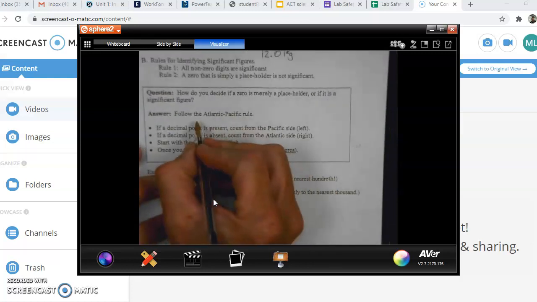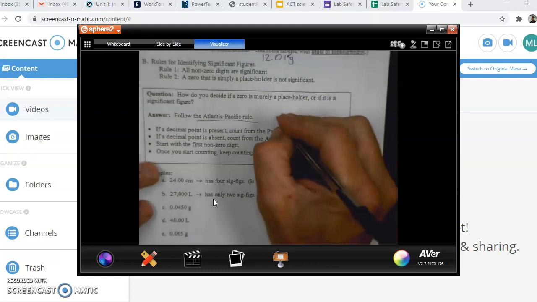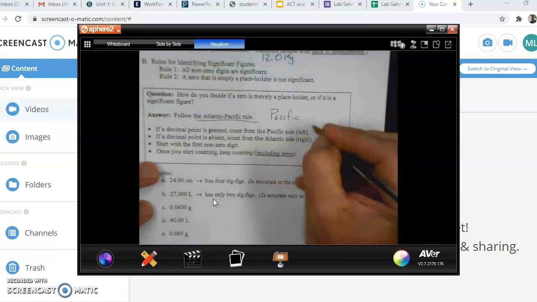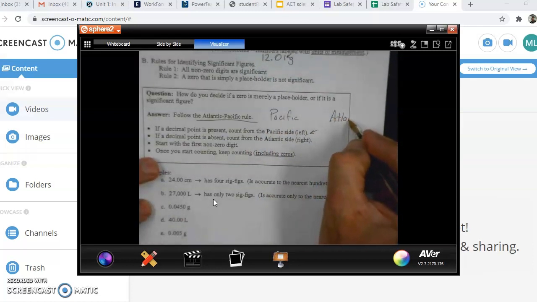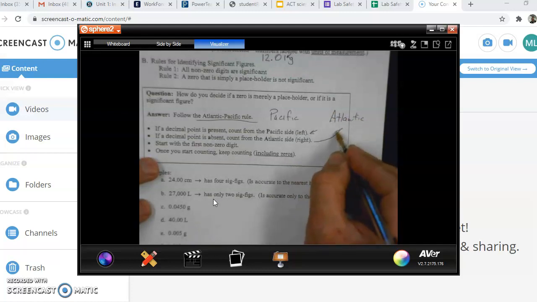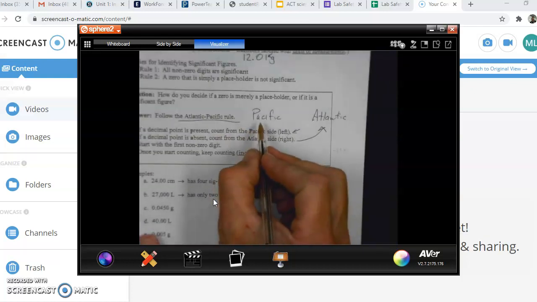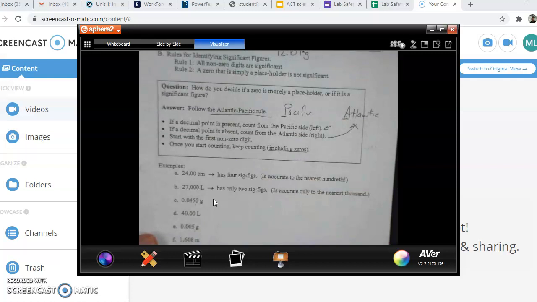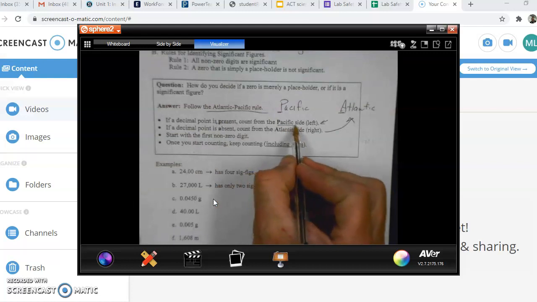We have something called the Atlantic Pacific rule. So if you are looking at a map of the United States, the Pacific Ocean is on the left-hand side, and the Atlantic is on the right-hand side. So this is going to be very valuable because we are going to use the P in Pacific and the A in Atlantic to give a direction in which you count and where to start from. So if a decimal point is present, then you're going to count from the Pacific side or the left-hand side.